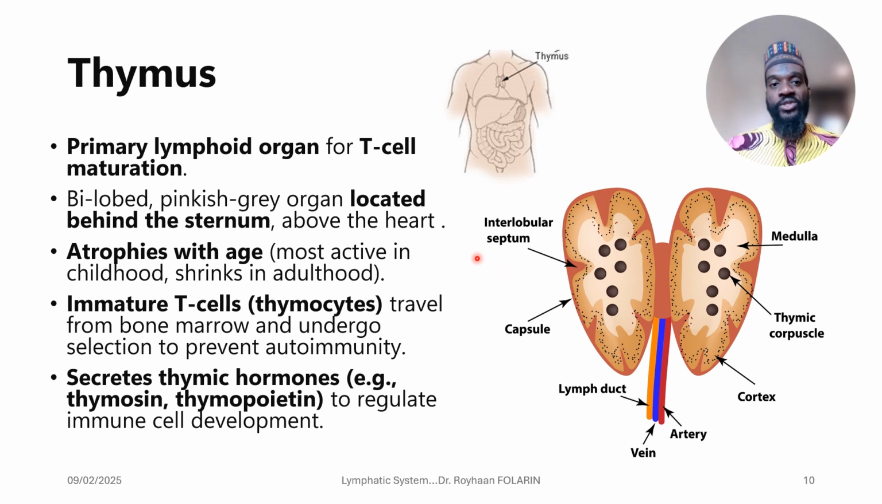Like I mentioned, the thymocytes that are produced here undergo rigorous positive and negative selection, and they eliminate self-reactive T cells to prevent autoimmune diseases. The thymus also secretes hormones like thymosin, which plays a very crucial role in immune regulation. And interestingly, as we age, the thymus shrinks and becomes less active, thereby leading to a gradual decline in its immune function or in its immune efficiency.